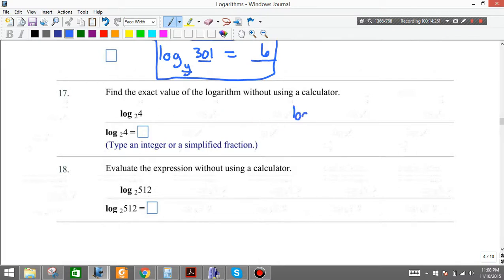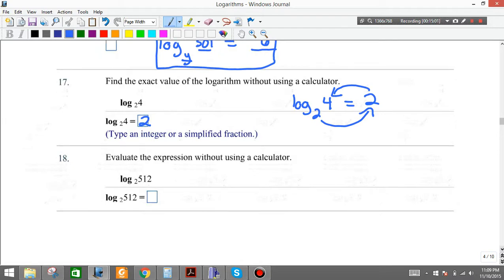We want to know this number, log base 2 of 4. So what is that number? Well, the log is the exponent, right? Whatever this ugly thing is, this is the exponent that you raise 2 to in order to get 4. So what number do you raise 2 to in order to get 4? That number is 2, right? So this is 2 because 2 to the second is 4. This number is 2 because 2 squared is 4.